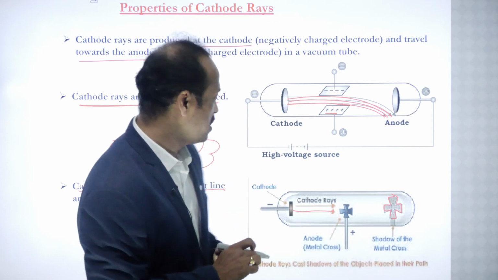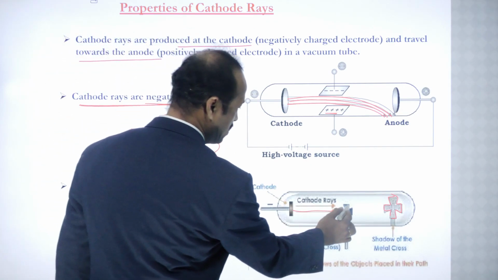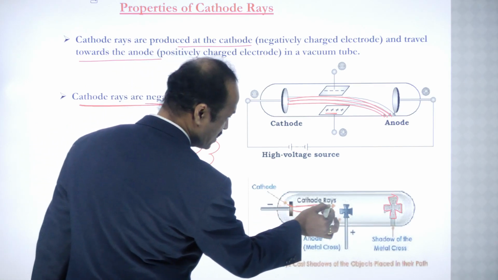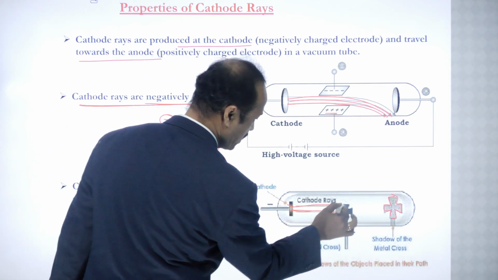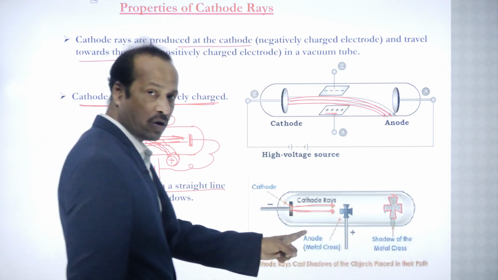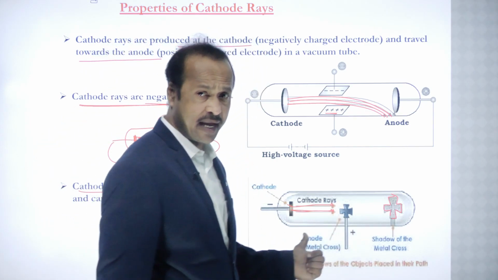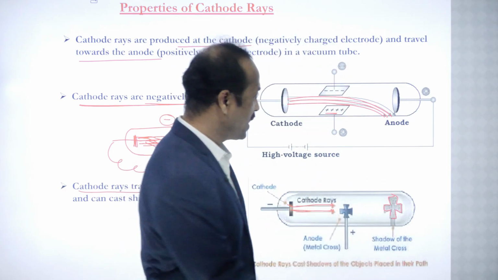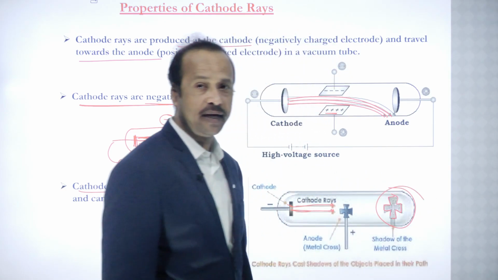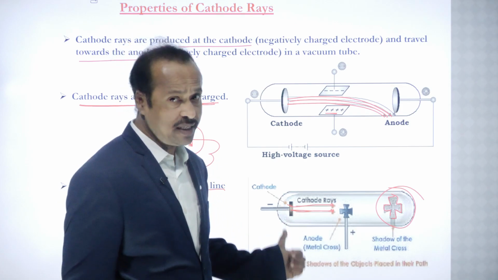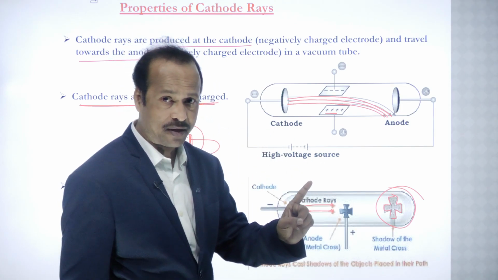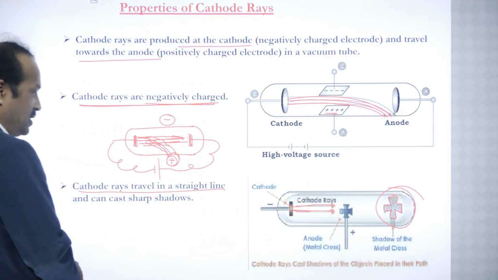So here also J. Thomson arranged one metal cross. Can you see a metal cross in the path of the cathode rays? The cathode rays pass straight and strike the metal cross. As the metal cross is opaque to the cathode rays, the shadow is cast behind the anode. So this shows that cathode rays travel in a straight line.